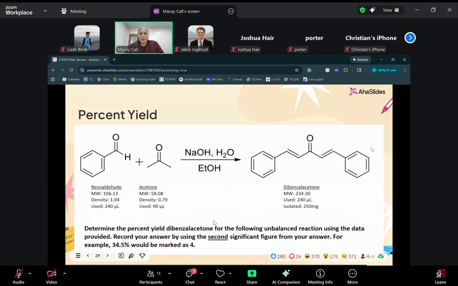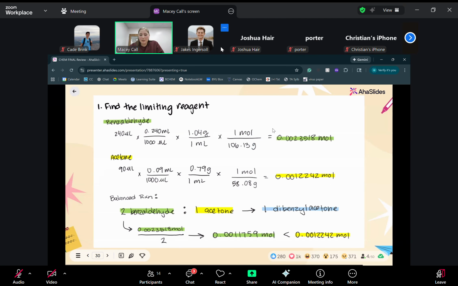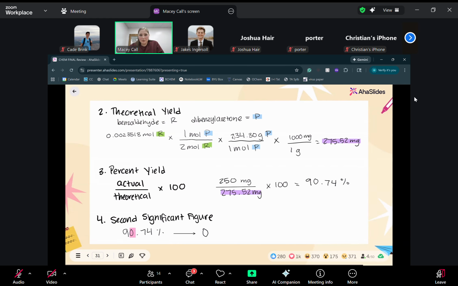So if we go back here, we remember that my ratio is 2 to 1 to 1. What I did was I took my moles of benzaldehyde and labeled that as R because I didn't want to write out the whole name. And dibenzyl acetone is my product, labeled as P and it's blue, because I also did not want to write that out because I am lazy. So I took my moles that I calculated here, my original moles. I have not divided it by 2 yet. That is the number that I'm using, okay?